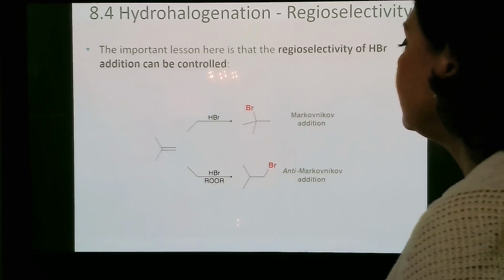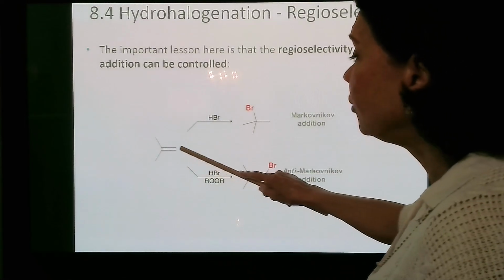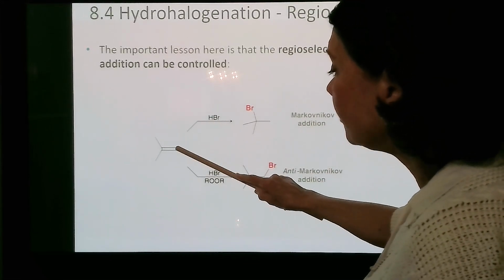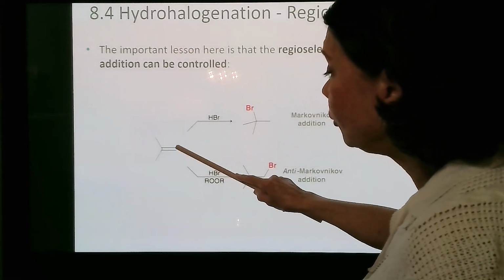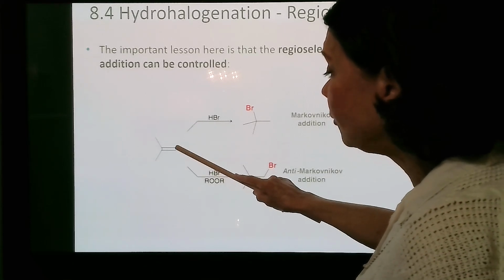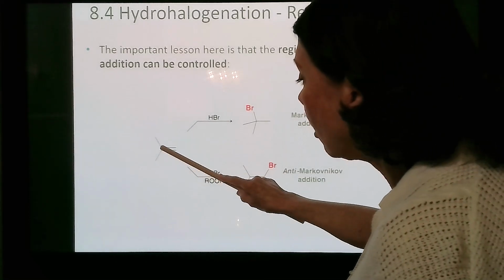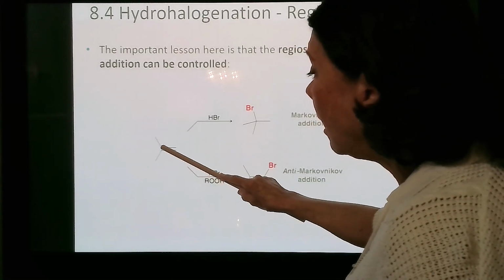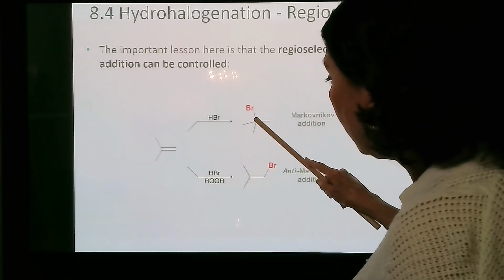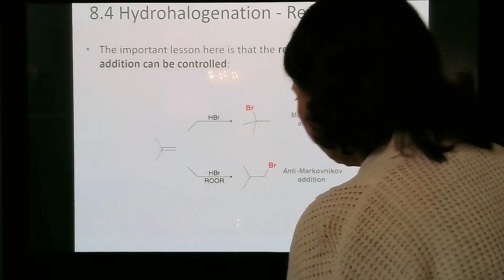So now let's look at this comparison again. If you add HBr across the double bond, you get Markovnikov addition. The proton attacks, or becomes attached to, the carbon that is less functionalized, less substituted, because the positive charge is more stable at the more substituted carbon. And then once you have the positive charge here, the Br minus comes in and attacks where the positive charge is.